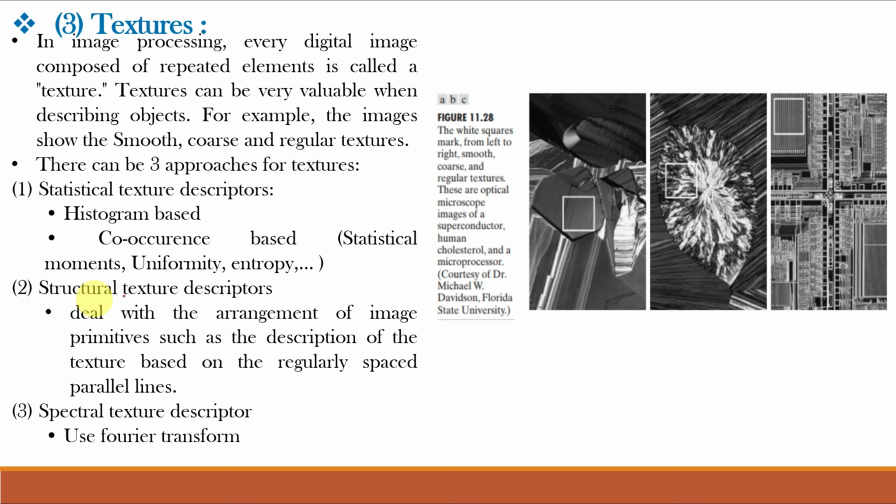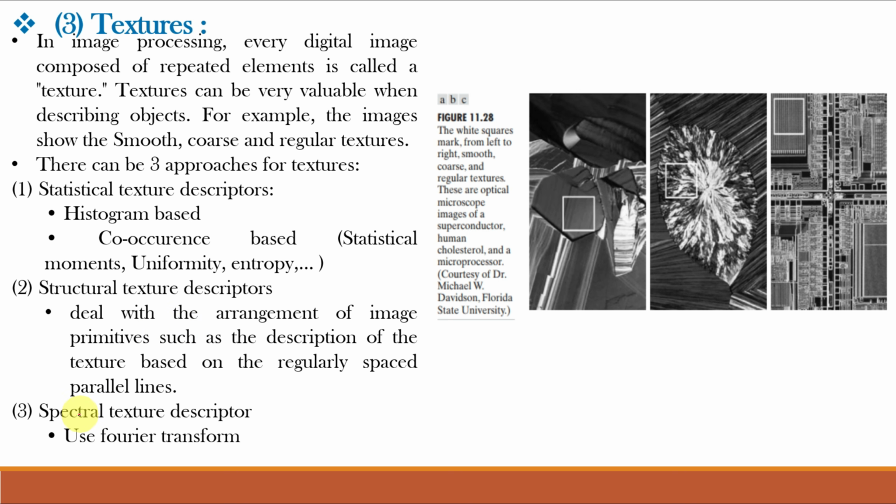Second approach is structural texture descriptor. The structural texture descriptor deals with the arrangement and organization of image primitives such as lines, edges or patterns, and these descriptors aim to capture the underlying structure of the texture. For example, describing a texture based on presence of regularly spaced parallel lines or grids is one way to use structural descriptors. These descriptors often involve detecting repeating patterns and quantifying their orientation, spacing and regularity.